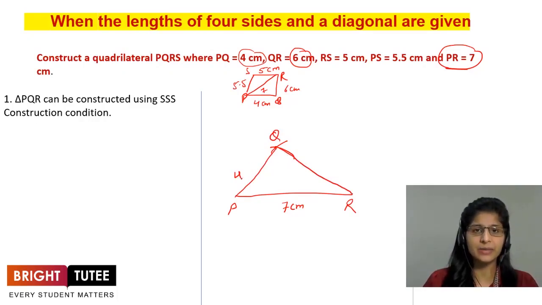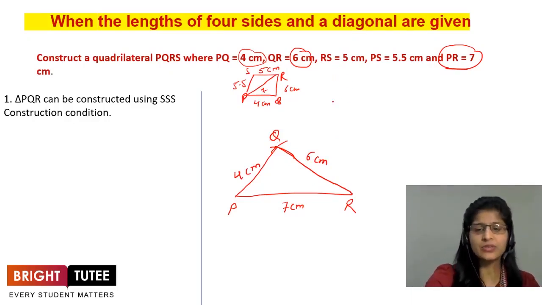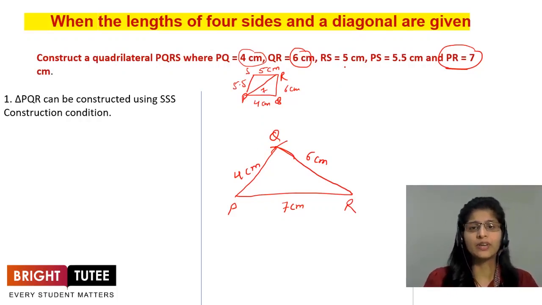Let us write the measurement. PQ is 4 centimeter, QR is 6 centimeter. Clear? This will be drawn. Then after that, our purpose is to get the last point, that is S. Okay. So now see what we will do. From point P, we need to get S.